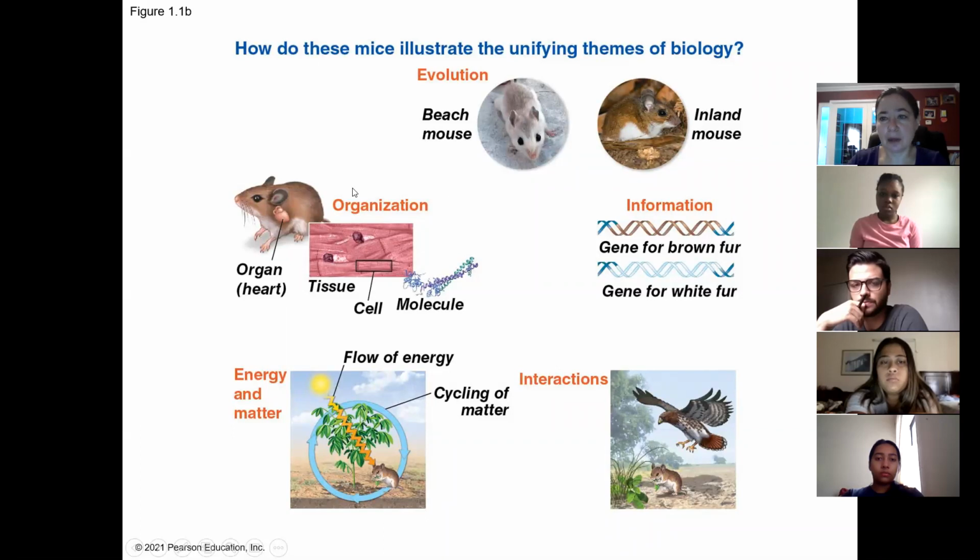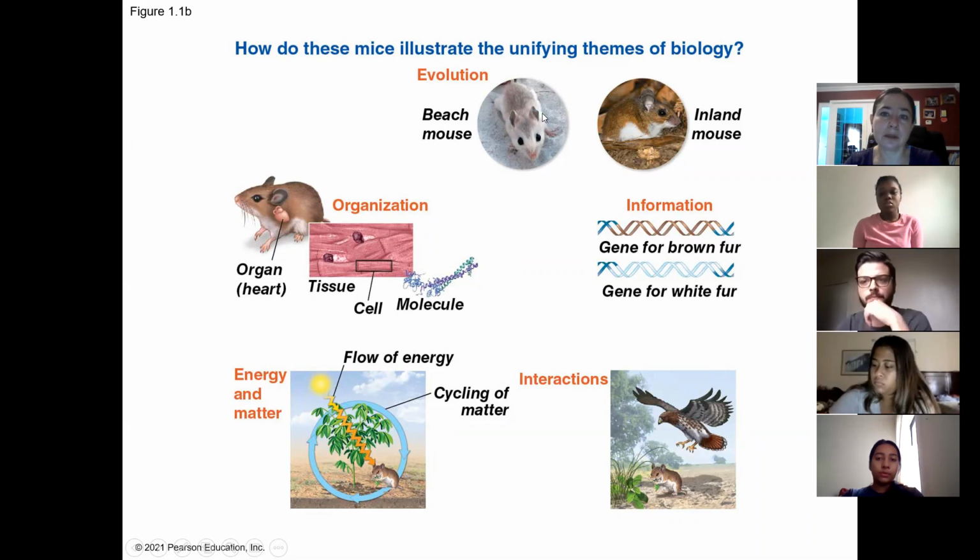Organization, what this mouse is made of? Okay, so entire organism mouse made of organ systems made of organs made of tissues made of cells. Tissue is actually a group of cells with the same structure and function. And cells are made of large molecules and small molecules, right? So this is about organization.